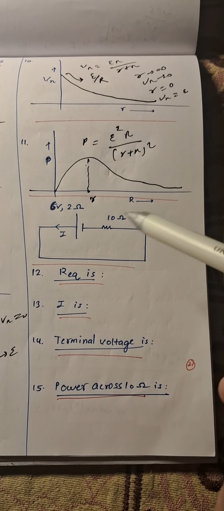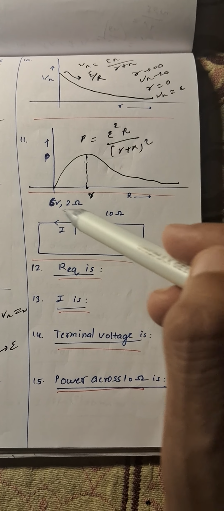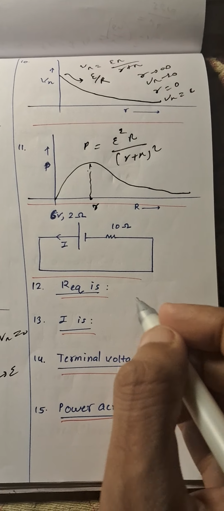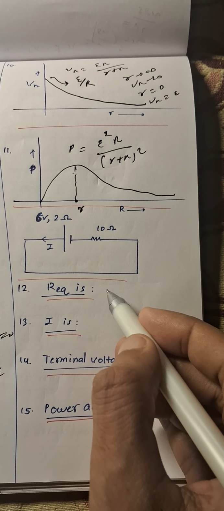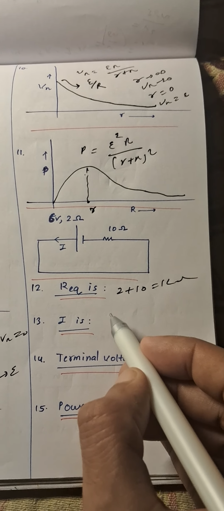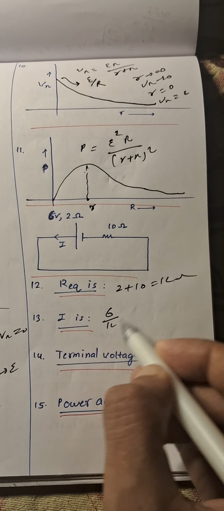Then we have another numerical based question. We have a cell of EMF 6 volt, internal resistance 2 ohm, and external resistance 10 ohm. We need to find R equivalent. Both are in series, so R equivalent will be 2 plus 10, which is 12 ohm. I will be 6 by 12, which is 1 by 2 ampere.